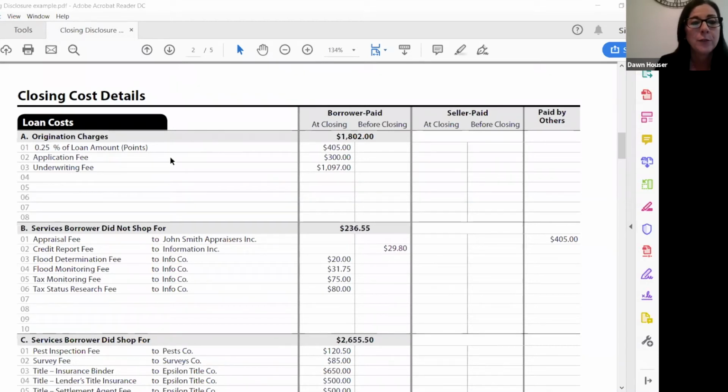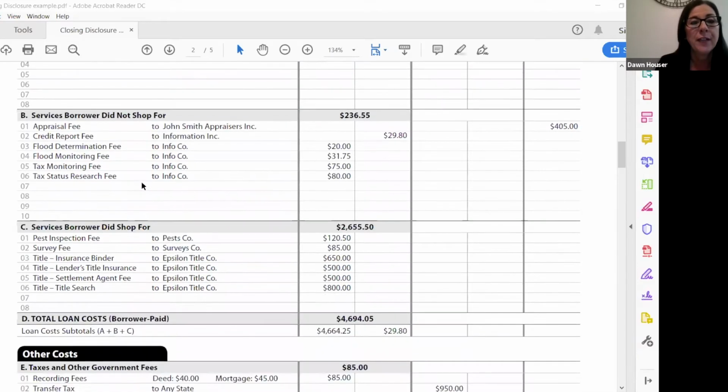If you go down to section B, these are fees that the borrower did not shop for. So the appraisal fee, they paid outside closing. So you're going to see that 405 way over to the right.